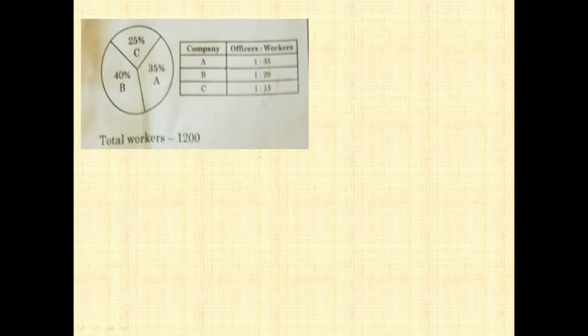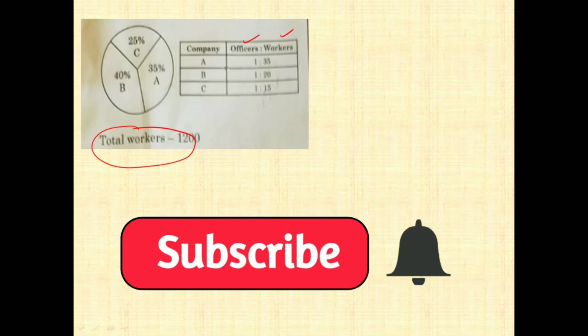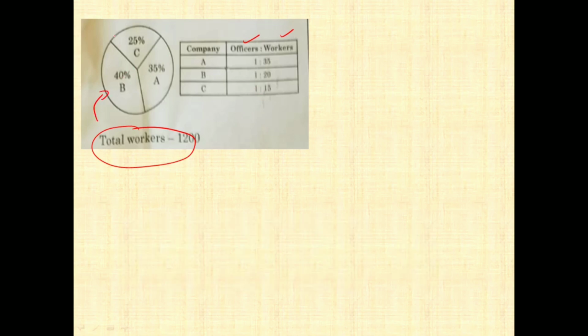So if you see in the question, they had given you the total number of workers, which is 1200. Then they have given you the ratio of officers and workers. So it was 1:35 in company A, 1:20 in company B, 1:15 in company C. And total workers were in the ratio of 40%, 25% and 35% in the 3 companies. So before starting the problem, let us find out how many workers and how many officers were there in each of the 3 companies. So we'll start with company A.